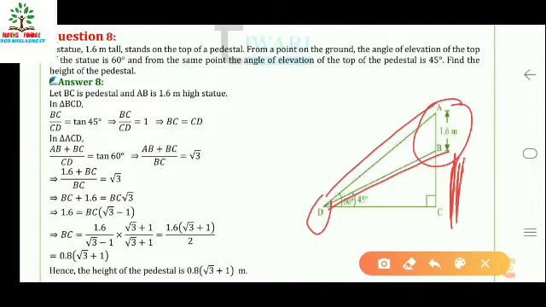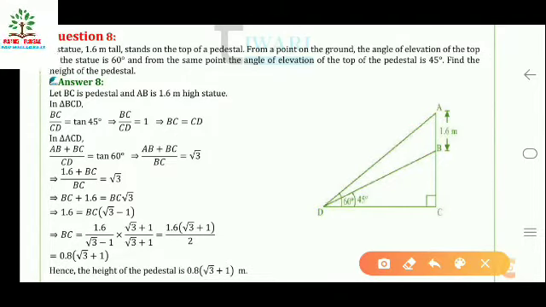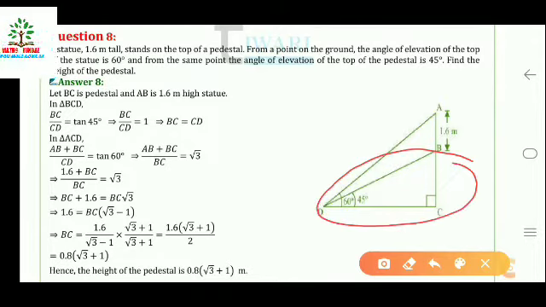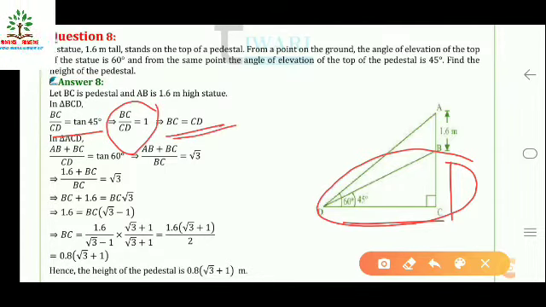So how to solve this? Looking here, BC is the pedestal, AB is the height of the statue. Now in triangle BCD, first we are taking this right angle triangle BCD. In this triangle we have BC over CD, which is equal to tan 45 degrees. So BC over CD is equal to 1, as the value of tan 45 degrees is 1. So here BC is equal to CD.